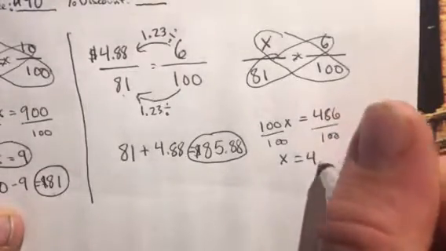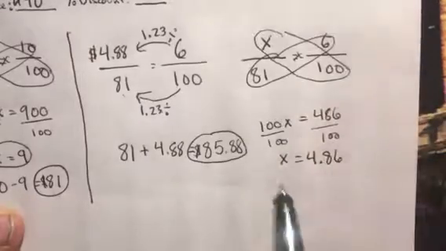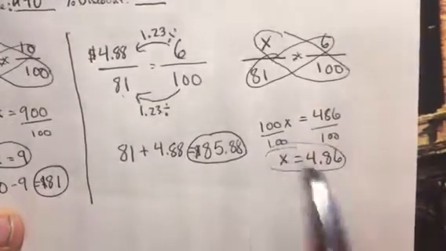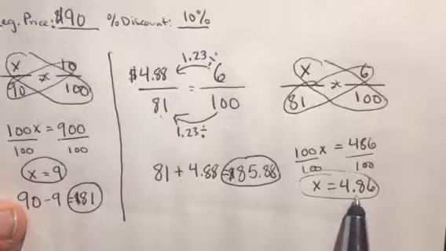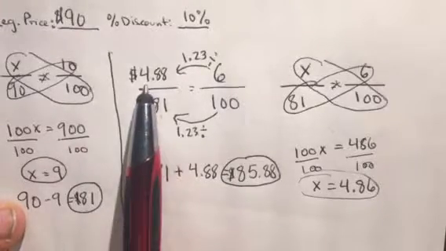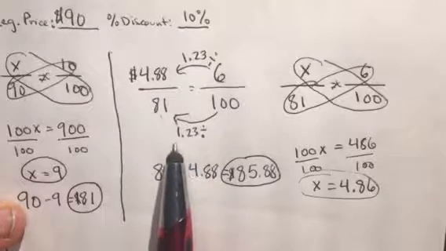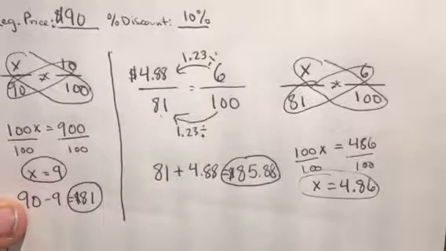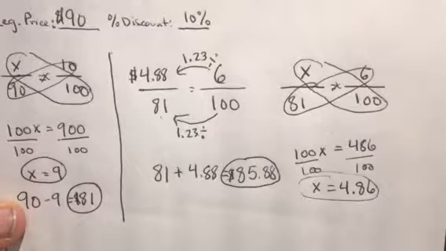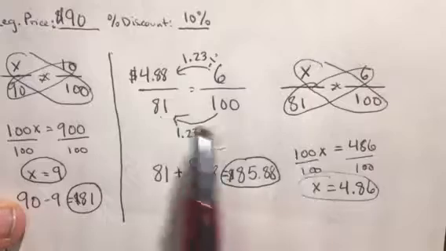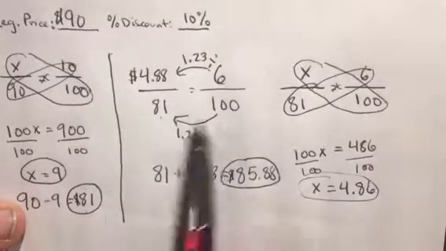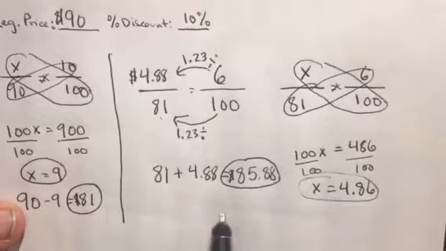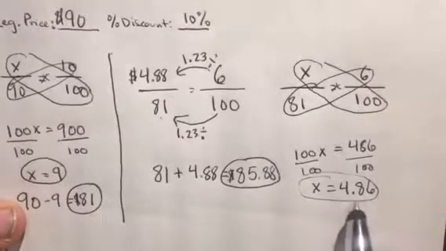So you might be wondering why we got different numbers. Because in this problem, here I got $4.88 and here I got $4.86. Well, the reason we got $4.88 here is because we rounded this 1.23, because it really was 1.2345 and a bunch of numbers. So if we use that whole number, we would have got $4.86. But because I rounded up, it was off by 2 pennies. And that's okay for our sake. If you got either of these answers, you'd be correct. But this isn't my final answer.